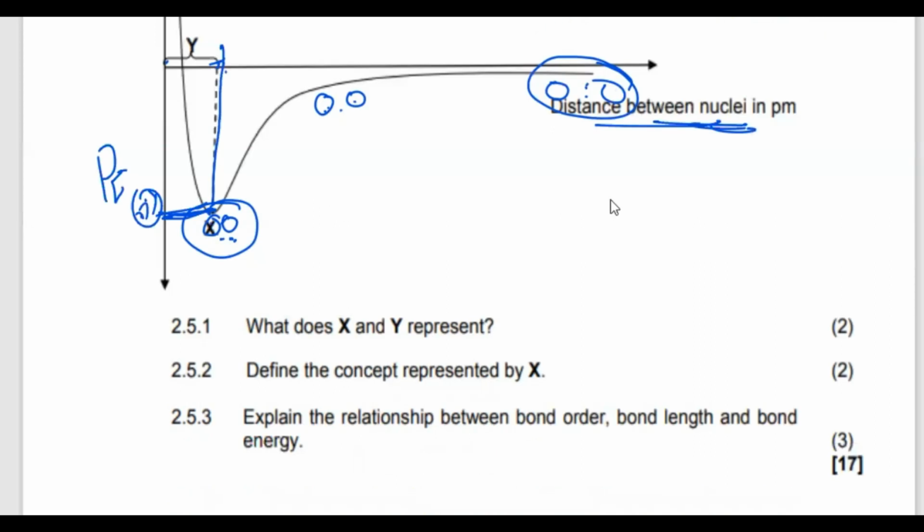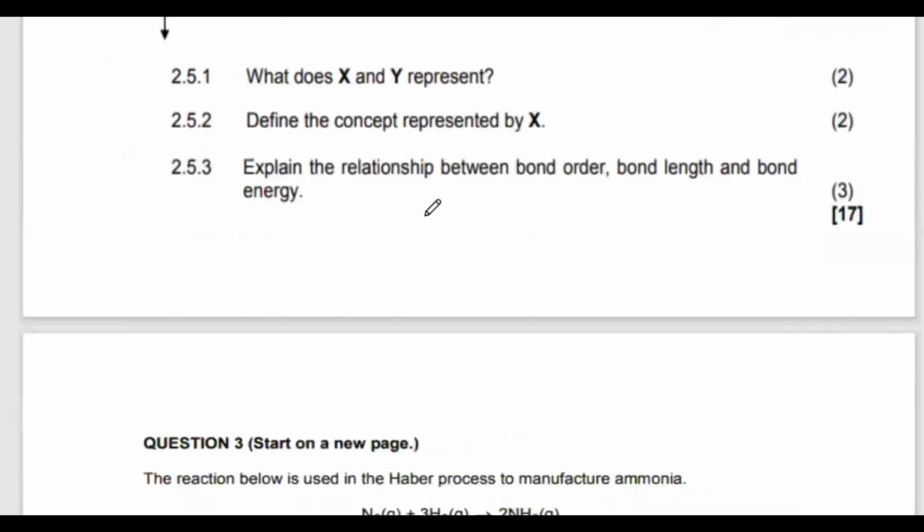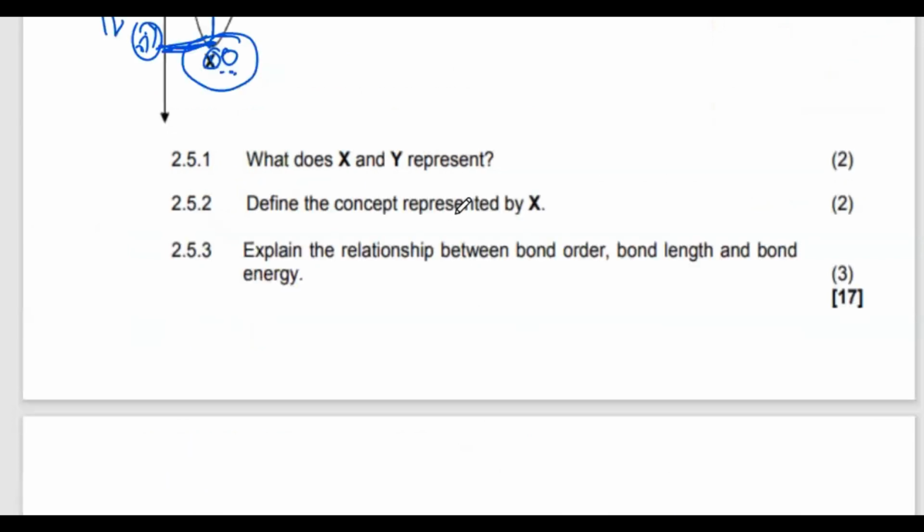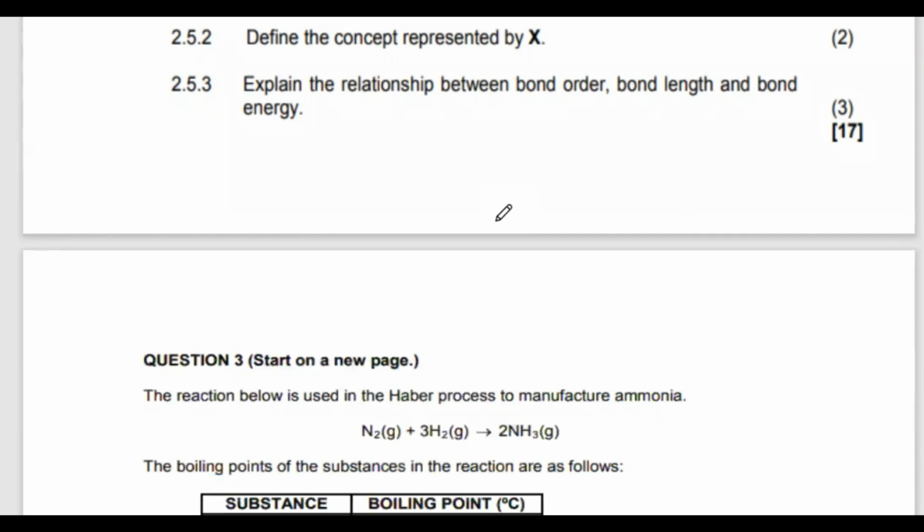So they're asking you to define what bond energy is. Basically, bond energy is the amount of energy which is released when you form a bond or absorbed when you break a bond. The amount of energy when you are forming or breaking the bond is what we call the bond energy. You have to know that, guys. Don't go to the paper without knowing that.